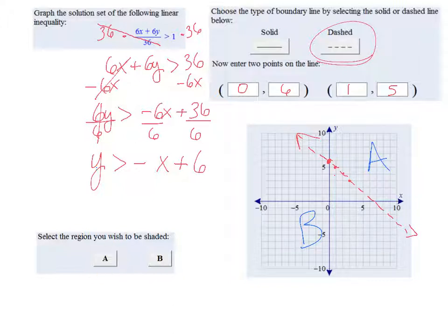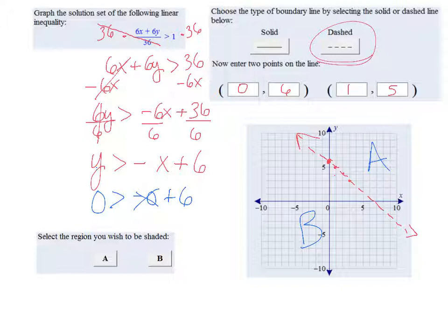Let's check it with a test point. I'm going to always use 0, 0. Let's see if 0, 0 works. If 0, 0 works, then I want to shade there. And if 0, 0 does not work, I'd want to shade on the other side. 0 greater than negative 0, doesn't really matter, it's still just going to be 0. Is 0 greater than 6? Nope. So 0, 0 does not work.